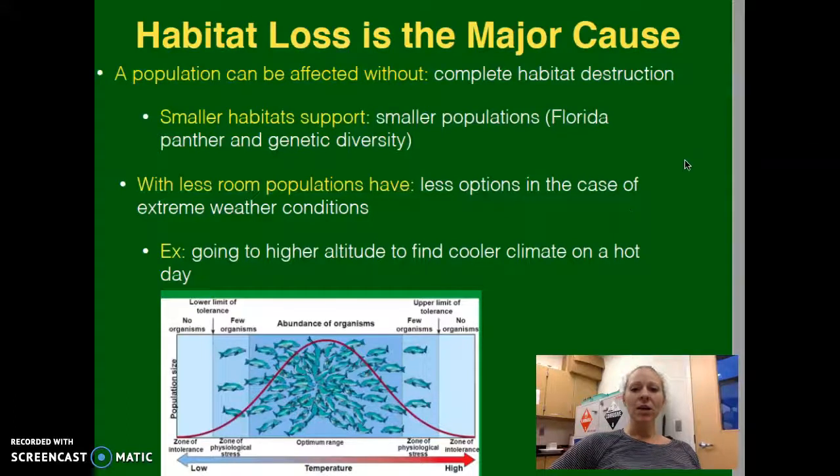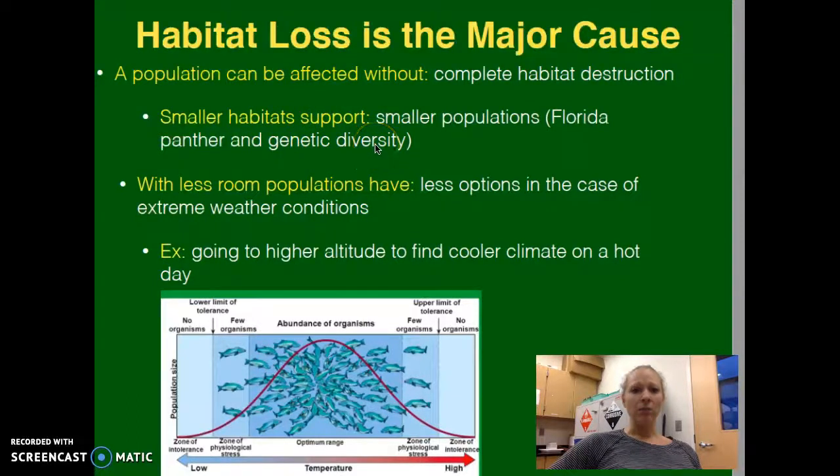And so we saw an example of this with the Florida panthers and the genetic diversity. They do still have habitat. However, because the panther requires such a large range of area, the populations became small, and so with the smaller populations, the genetic diversity has become less.